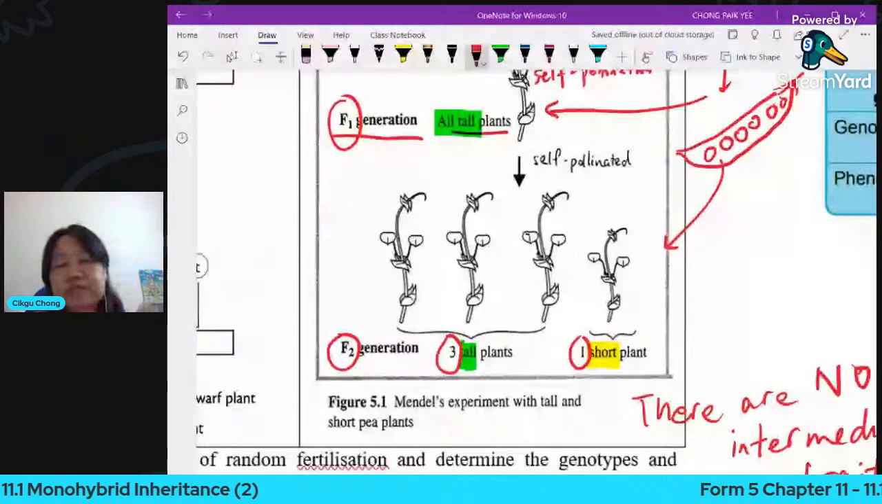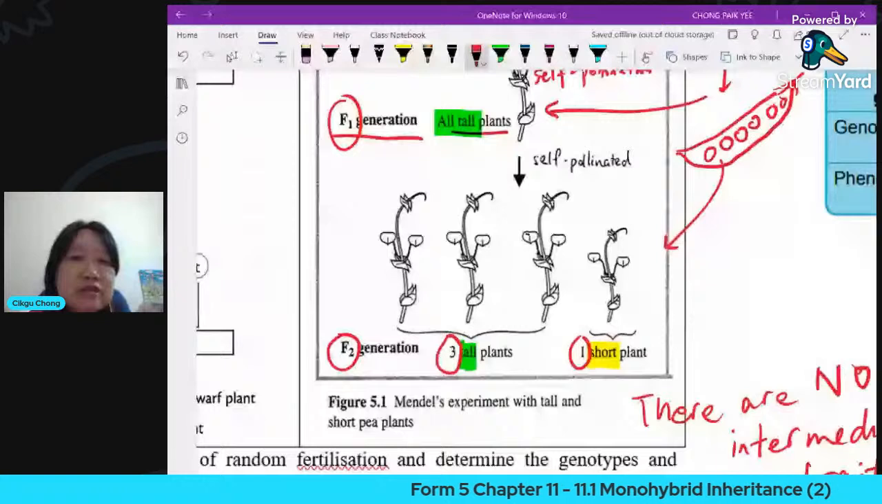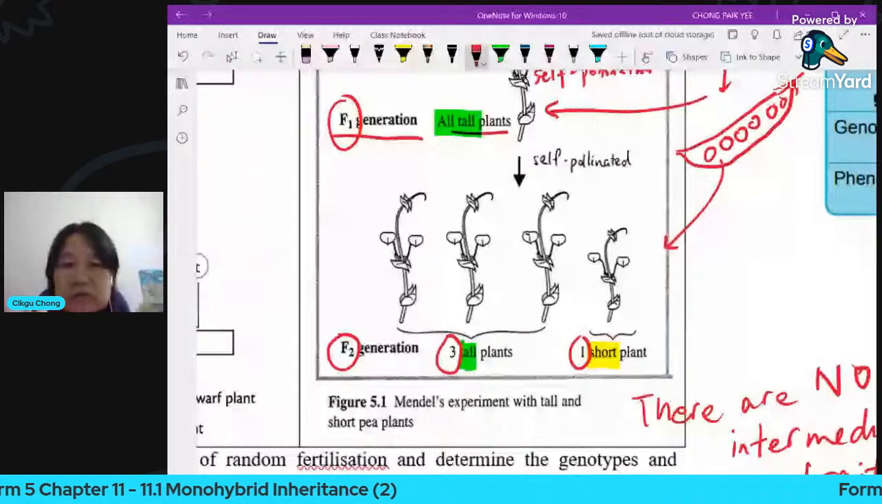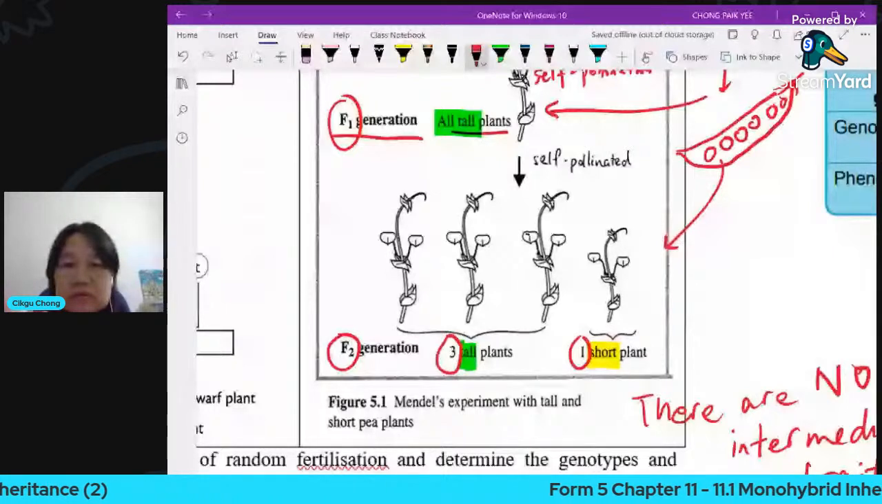Never failed. So he was very, very intrigued. Okay, how come the first generation always gets the result? First generation, no short at all, only all tall. But the second generation, you will always get 3 to 1. The ratio is 3 to 1. Never fail. He does it again.